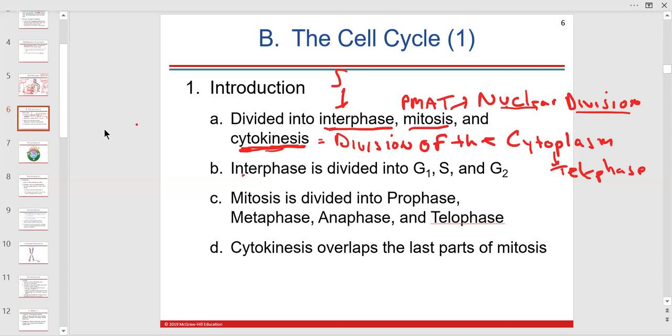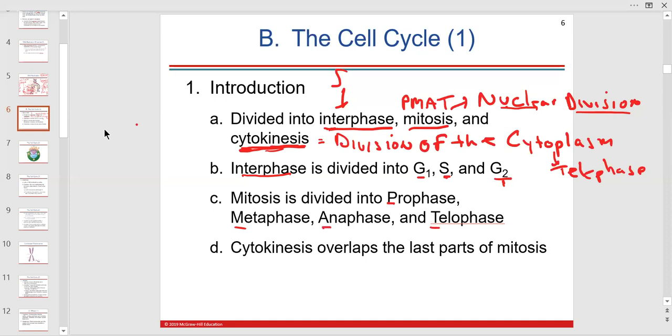So interphase is divided into growth 1, synthesis, which is S, and growth 2. Growth 2 is mostly about getting the chromosomes ready to split and replicate. So you have those centrioles. You may have mentioned that when we talked about the organelles. The centrosome makes the centrioles that are tubular proteins that hold the chromosomes together during mitosis. And here's PMAT: prophase, metaphase, anaphase and telophase.